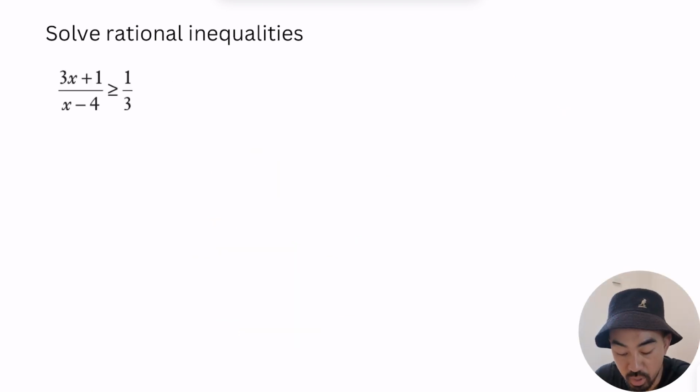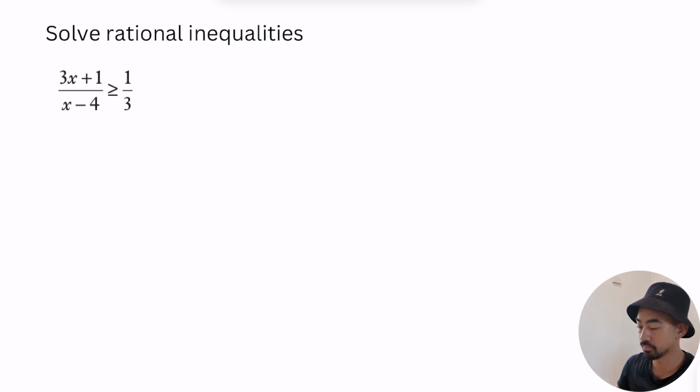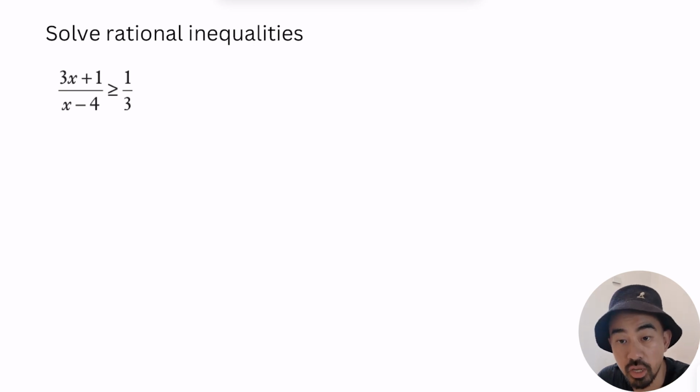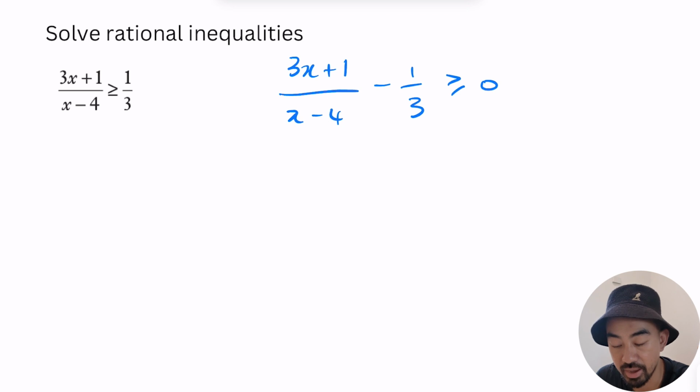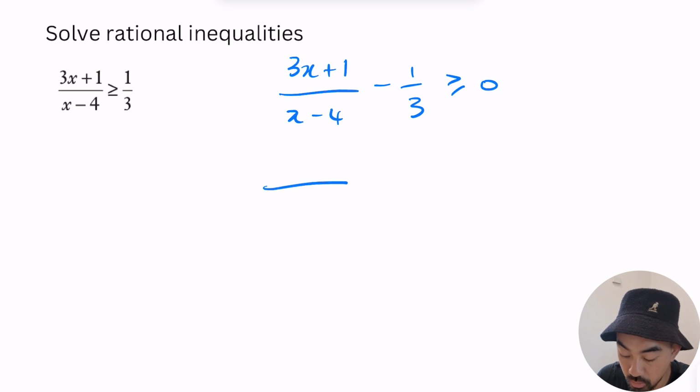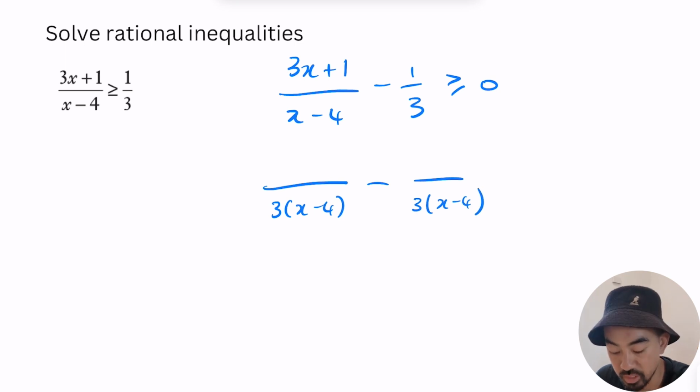So 3x plus 1 over x minus 4 is greater than 1/3. Okay, so once again, first step is to make one side equal 0. 3x plus 1 over x minus 4 minus 1/3 is greater than or equal to 0. Once you've done that, let's make one denominator. So the lowest common denominator will be 3 bracket x minus 4. I'll need to times this top fraction by 3.